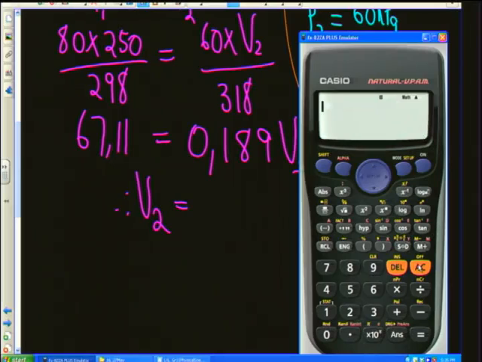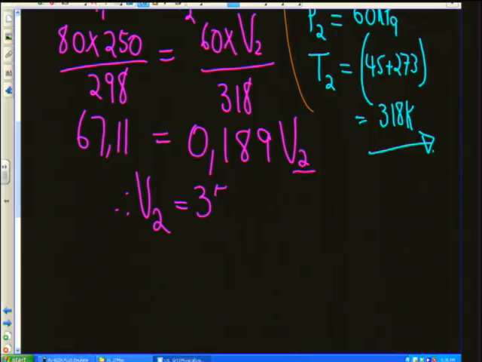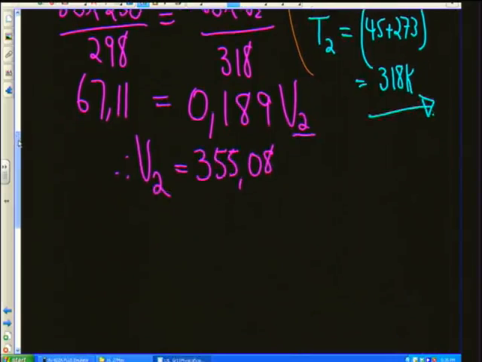Let me do it again. There's a mess here. 67,11 divided by 0,189. And the answer is 355,08. Okay.